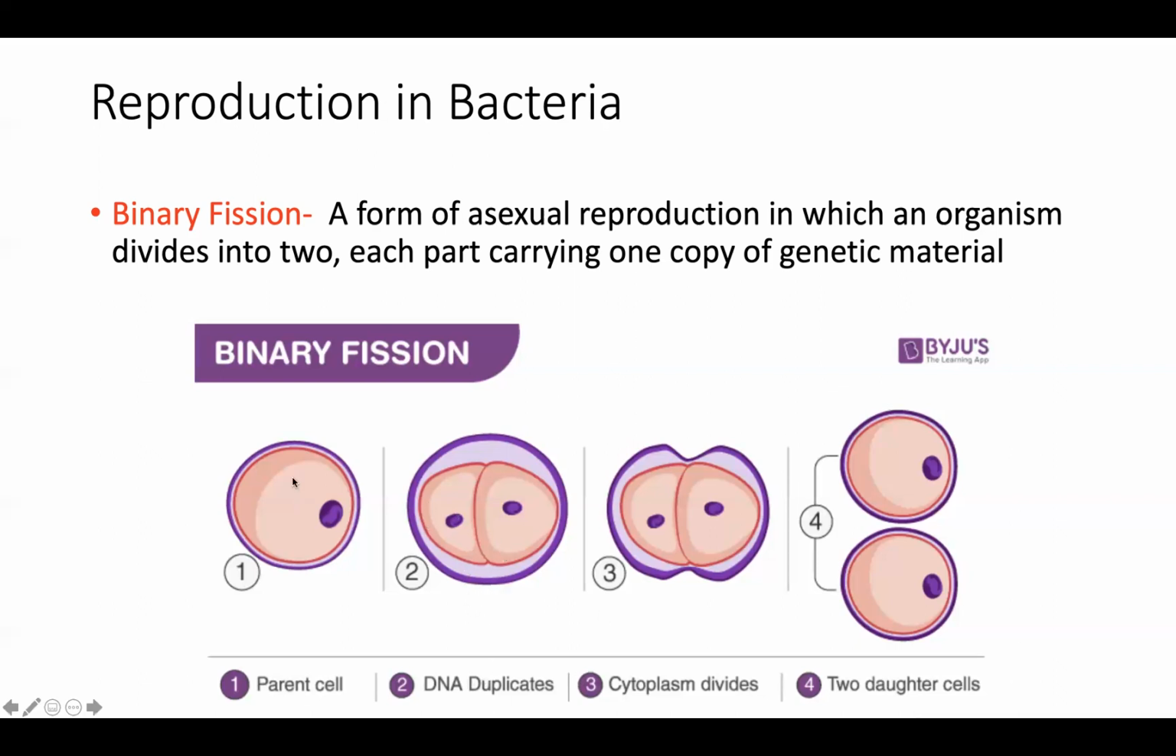So we start with the parent cell. We're going to duplicate the genetic material. And the cytoplasm will ultimately divide and yield 2 daughter cells that are going to be exact replicas of the parent cell. Each new cell that's created will have 1 copy of the genetic material. And we know that in bacteria, that genetic material is a single chromosome. Single chromosome.